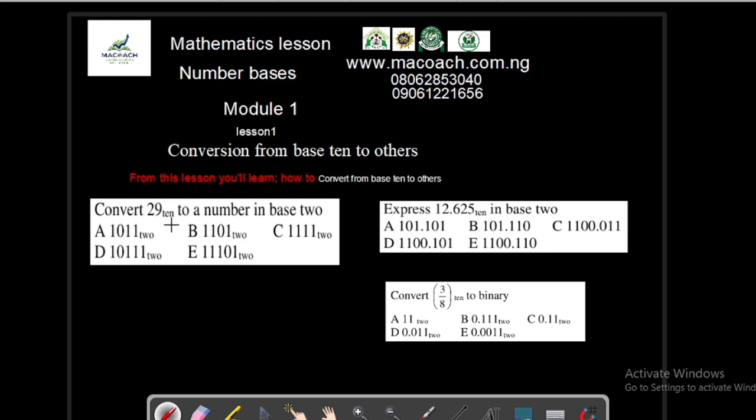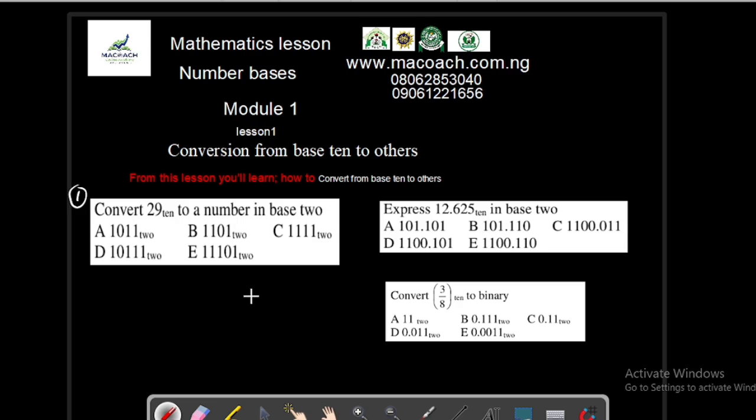So let's see how we solve this question. What if we are given a question to convert from base 10 to other bases? This is very, very simple. So let's solve the first question, which is for both VIP members and free members. How to solve this first question, while the many other questions are for VIP members.